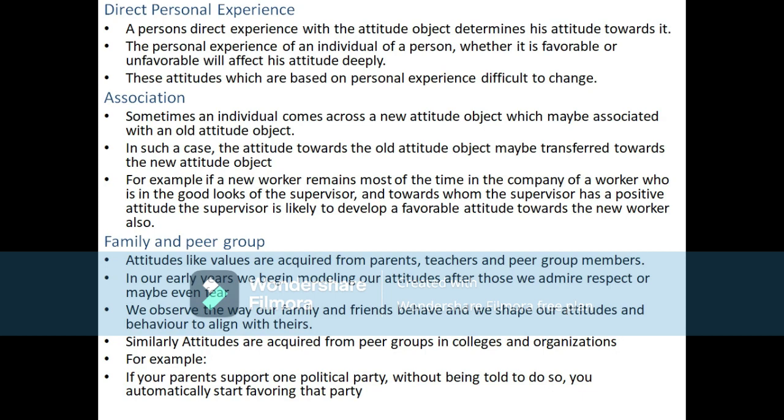By having attitudes regarding family and peer groups, it may also create a favorable or unfavorable attitude towards a particular thing. For example, if your parents support one political party, without being told to do so, you automatically start favoring that party, right? So our parents, our family affects our attitudes here. They become a source to us. Depending upon our parents, we have some positive attitudes towards a political party.